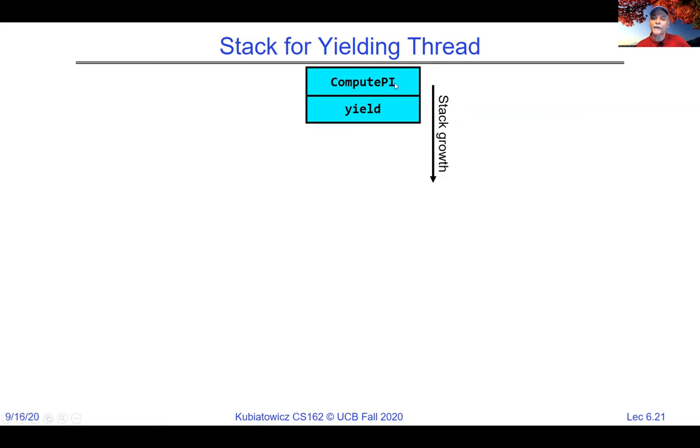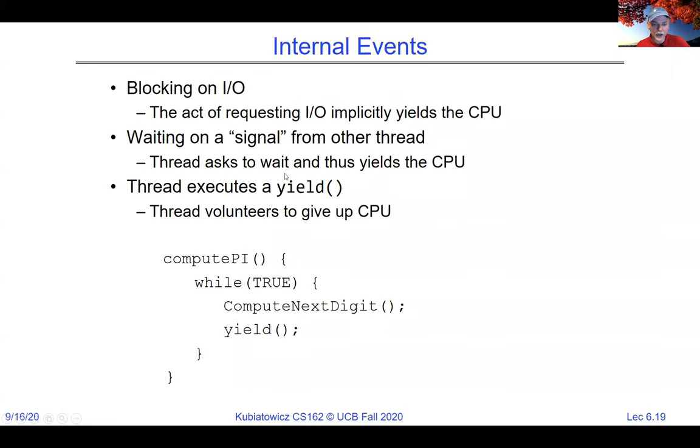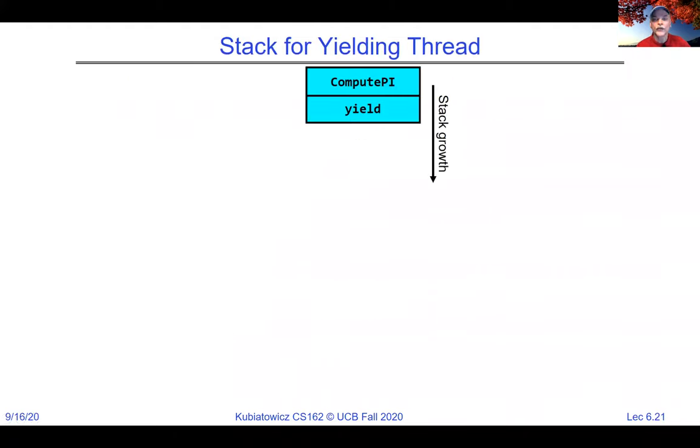The compute pi stack frame starts at the top. We execute yield. Now, let me just show you back here. If you take a look, notice what's happening in this while true. We enter the compute pi function, so that's the first stack frame. Then we run compute next digit and come back, and then we run yield. So yield is going to have a stack frame that's just below compute pi, the way we've set this up. Okay, so that's what we're showing here.